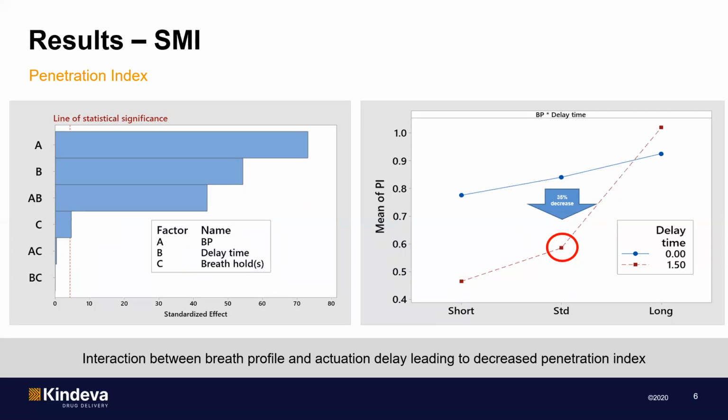It is clear from the simulations run that a long breath profile with a reduced peak inhalation flow is preferable in terms of increasing the penetration index, and that is due to increasing the residence time of the plume or bolus within the lung and increasing the sedimentation of the drug.